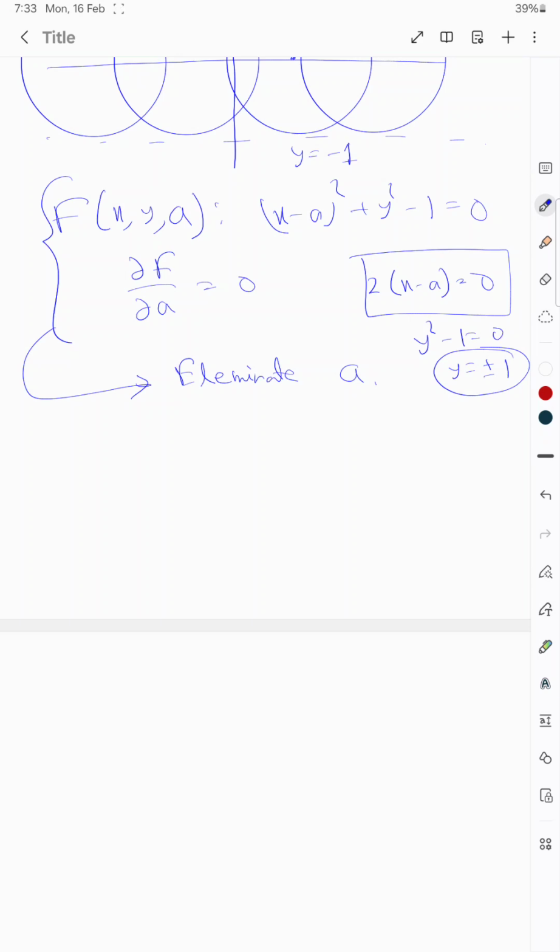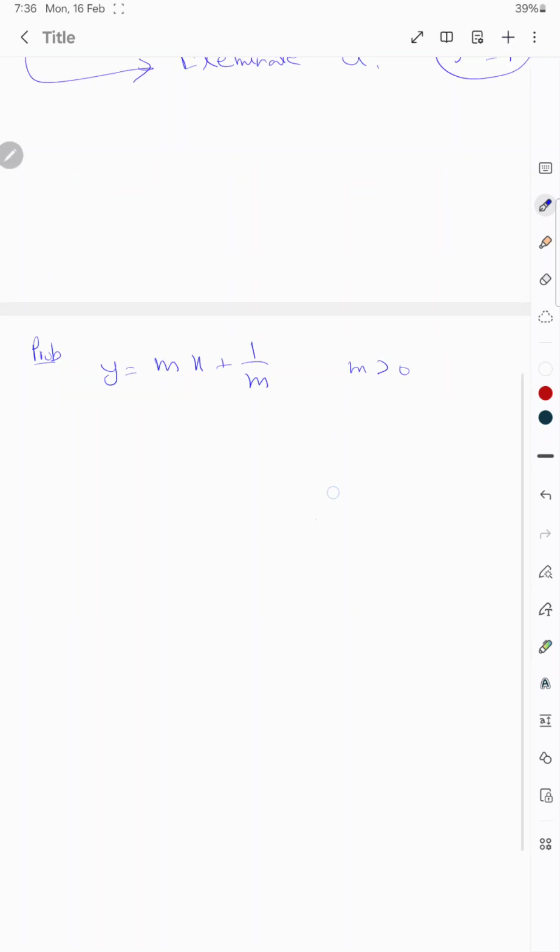Yeah, this is done. Now suppose we go into the next problem. I am just taking a random example, but in the book there is no problem of this type. Suppose the problem is to find the envelope of y equal to mx plus 1 by m, where m greater than 0 is given.